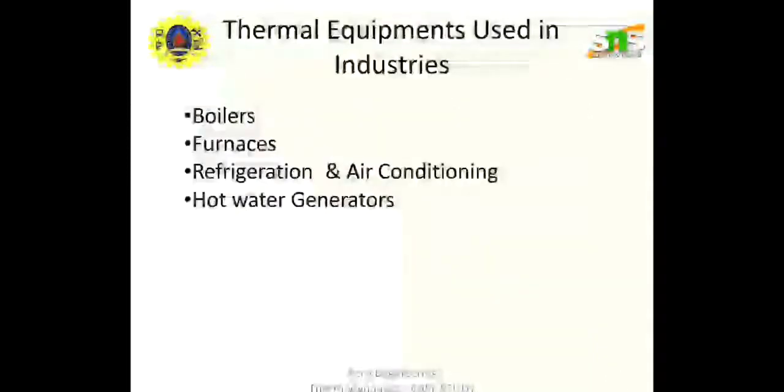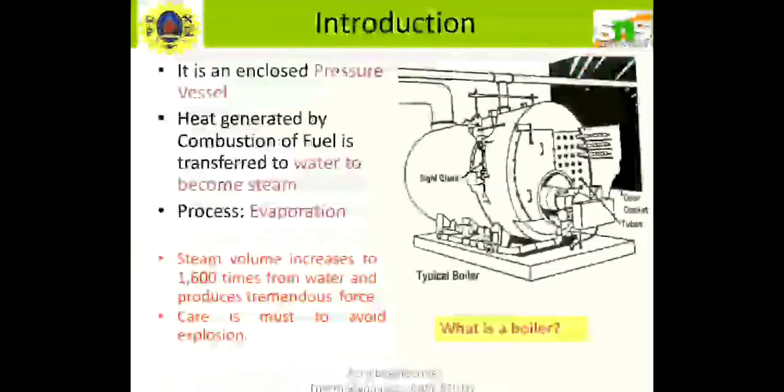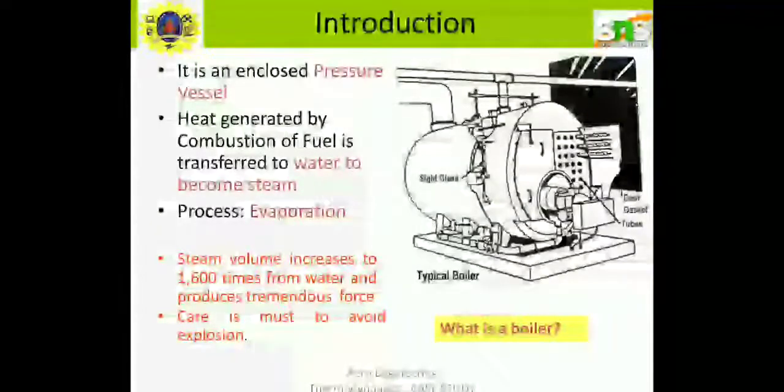Here are the thermal equipments used in industries. Boilers, furnaces, refrigeration, air conditioning, and hot water systems are some of those used. Boilers produce steam. A boiler is an enclosed pressure vessel. Heat generated by combustion of fuel is transferred to water to become steam. This is called evaporation. Steam volume increases to 1600 times that of water and produces tremendous force. Care is a must to avoid explosion.